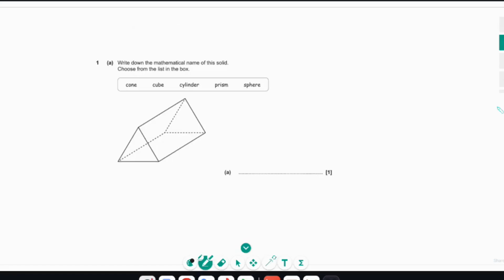Write down the mathematical name of this solid. Choose from the list in the box. So the list is cone, cube, cylinder, prism, sphere. It's actually a triangular prism, so it's a prism.